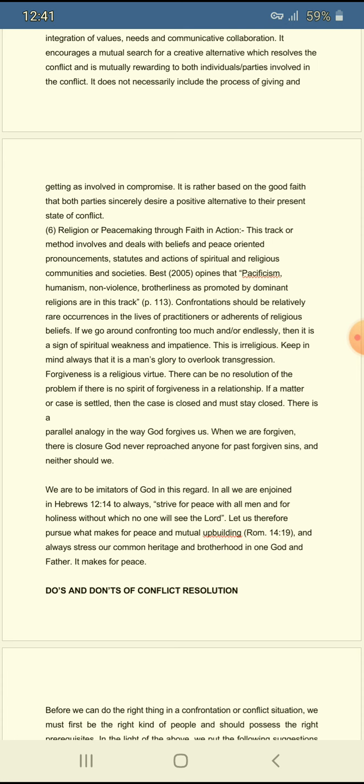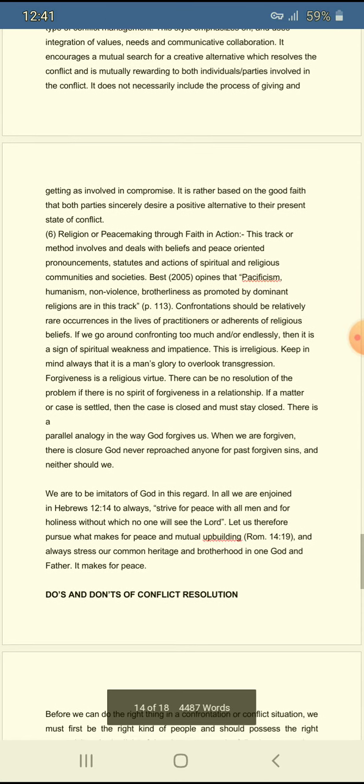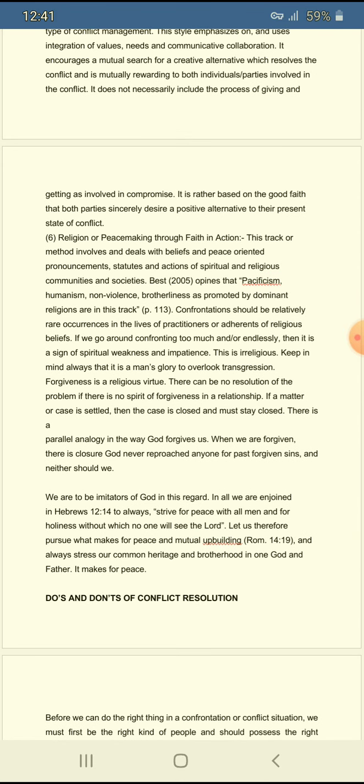And we can go through the do's and don'ts of conflict resolution. It's just there to summarize the do's and don'ts: what you need to do when you are involved in conflict resolution and peace building, and what you don't need to do. It's just a guideline, so please go through this.